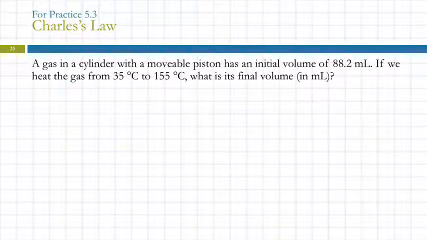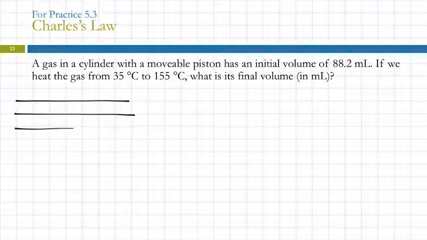Okay, let's do a problem here. Charles' law. A gas in a cylinder with a movable piston has an initial volume of 88.2 milliliters. If we heat the gas from 35 degrees Celsius to 155 degrees Celsius, what is its final volume in milliliters? Okay, this is a more straightforward type problem. So in the last one, we drew a picture and we thought about it. Most of these problems, the better way to organize them is to make a table.